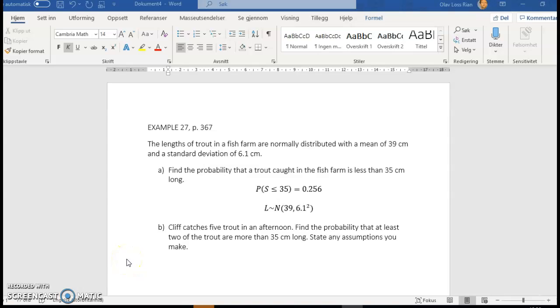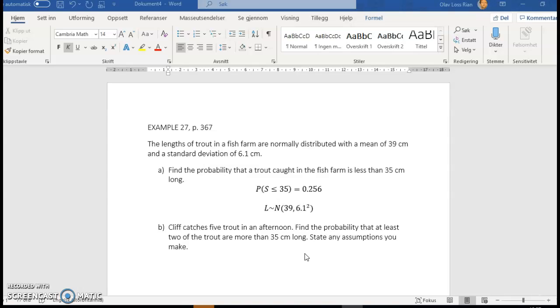Now, would it be appropriate to use the normal distribution model here? Well, what do we have? We have that Cliff catches 5 trout, and we're asked to find the probability that at least 2 of the trout are more than 35 centimeters long. Now this seems to have something to do with binomial distribution, because we have a number of trials here. We have 5 catches, so he catches 5 trout, so that gives us 5 trials.